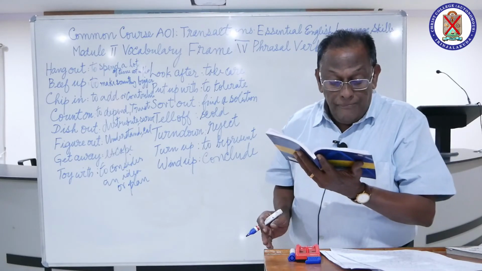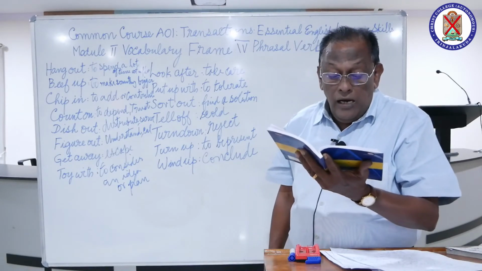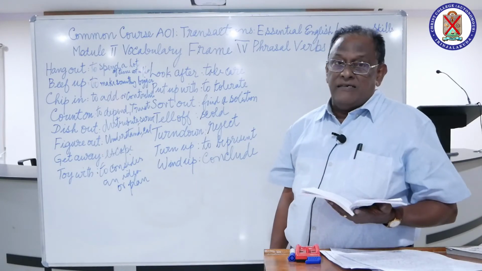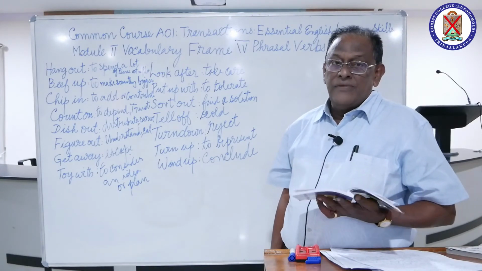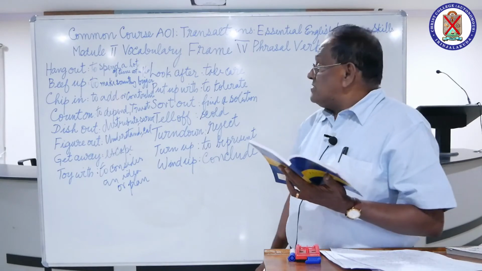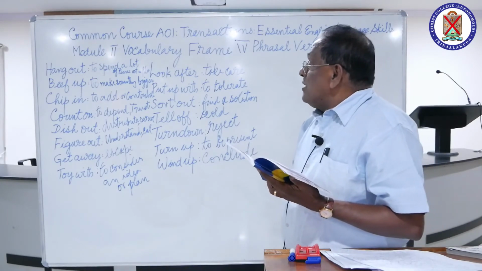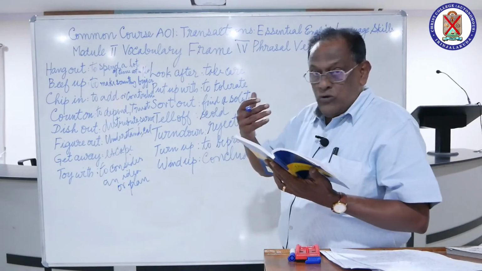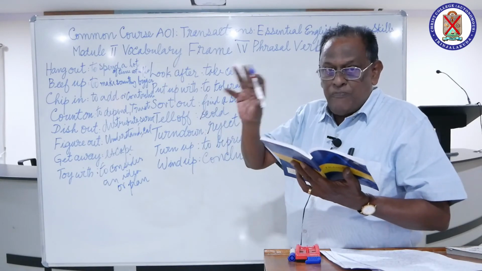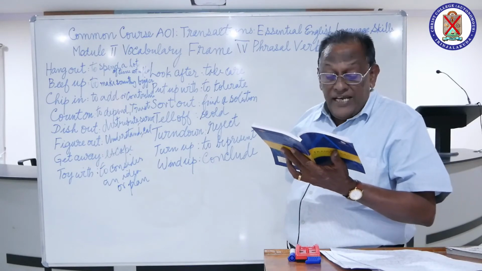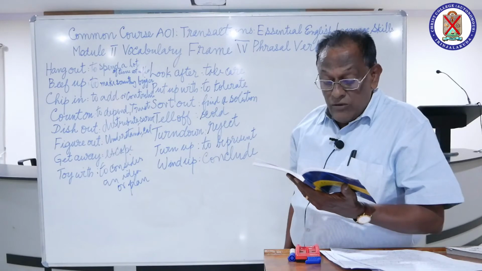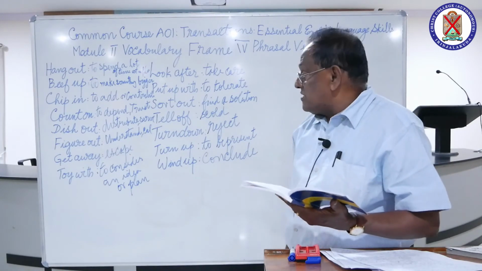Number 1. We are hoping dash for a few days at Easter. What would be the phrasal verb? That is, to spend a lot of time at a place. To go away and spend some time. Now, the phrasal verb here is, we are hoping to get away for a few days at Easter.